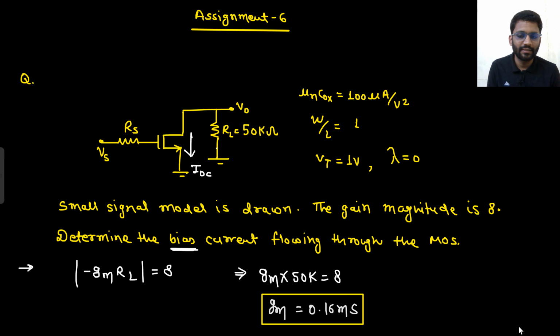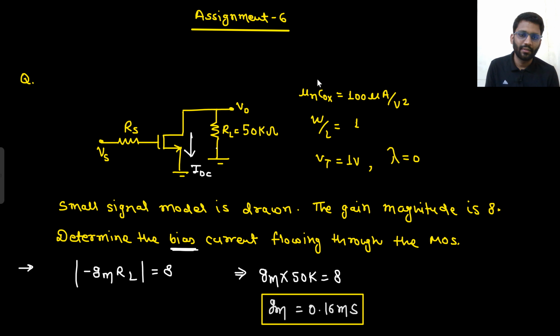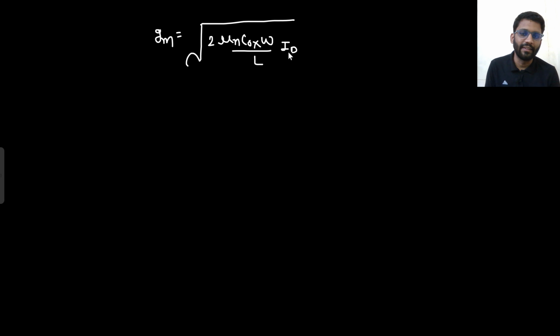The next formula is gm equals root of 2 mu n Cox W by L ID. This is the formula, right? So you know the value of mu n Cox W by L, and IDC you need to find. And the gm value you also know, that is 0.16 millisiemens. From here you can find out the value.